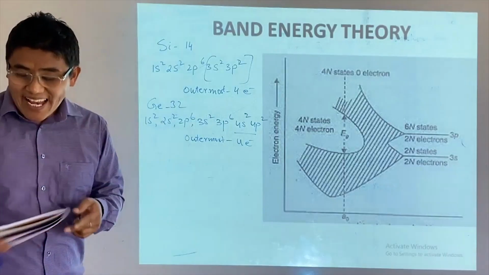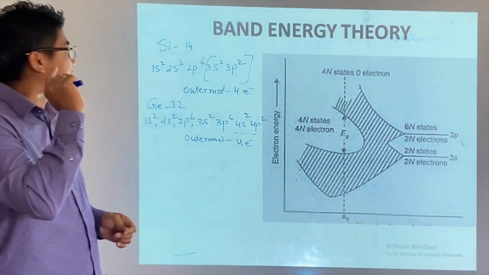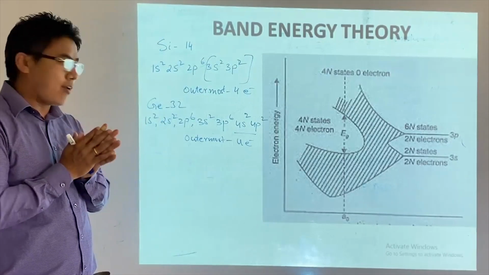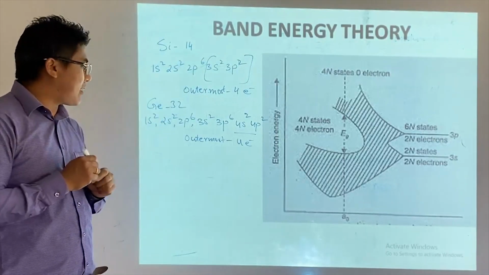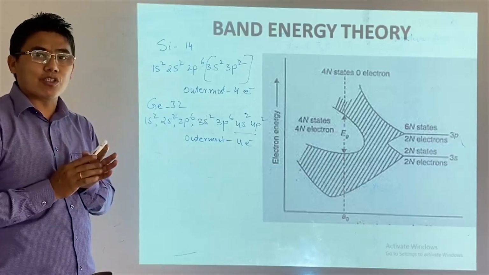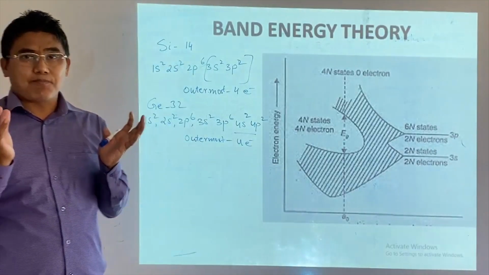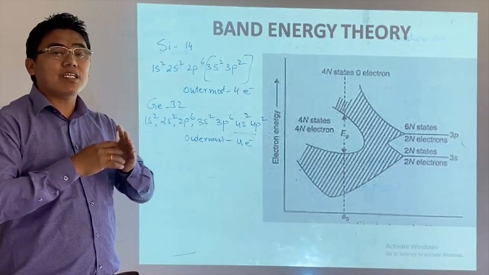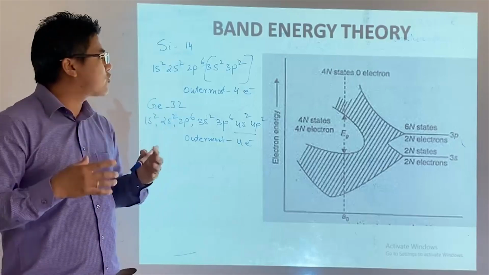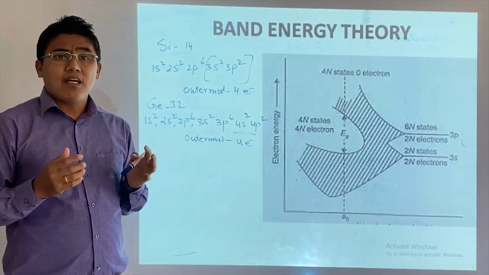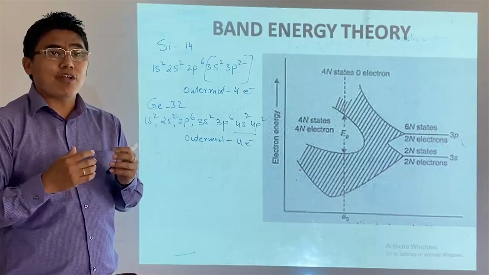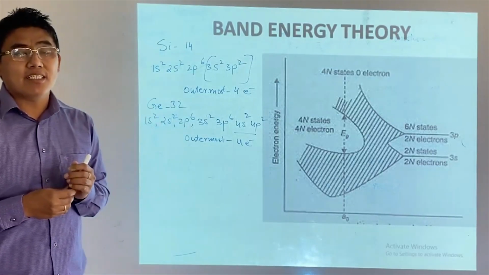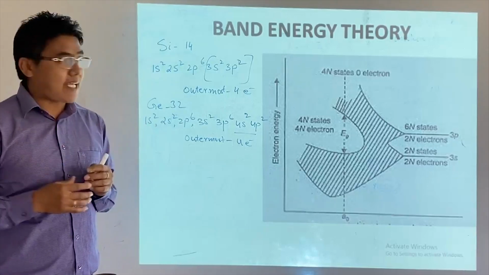This is when we talk about atoms. If I have one single silicon atom, this is how the configuration goes. If I have one germanium atom, this is how the configuration goes, right? Now if I have a crystal, that means it is a network of so many silicon atoms. One silicon atom is combined with another silicon atom, so the bonding will take place.